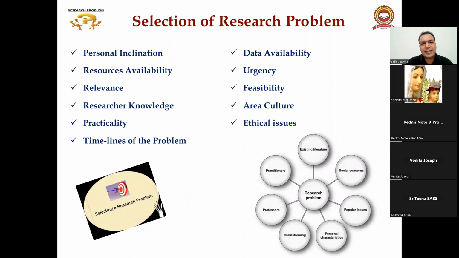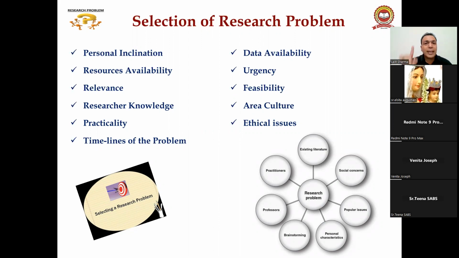Next question arises, selection of a research problem. Now you have come to know that these are the sources of the research problem. I have to select the topic, any one topic. But guys, how do you select a research problem? Number one, personal inclination. It is always said that in research, you should take the problem if you have a personal inclination towards a particular topic, because for up to 2 years in the case of an MEd, and up to 3 years in the case of a PhD, you have to work on that particular topic.